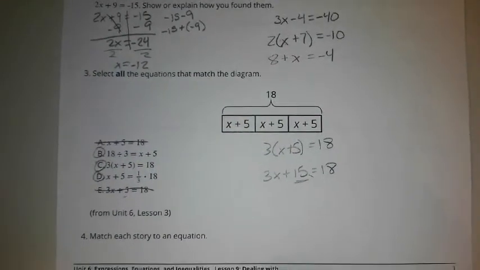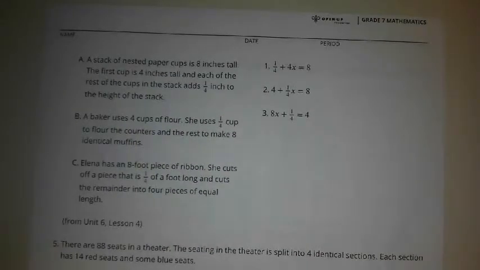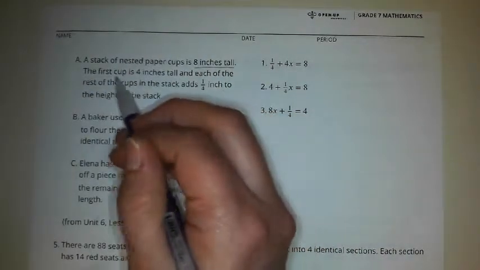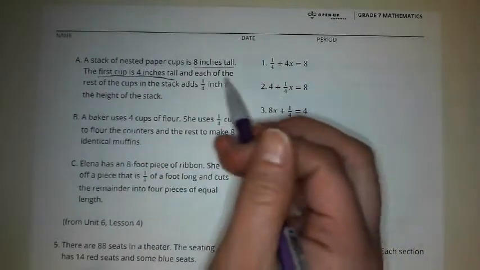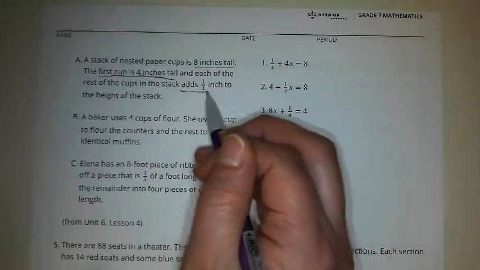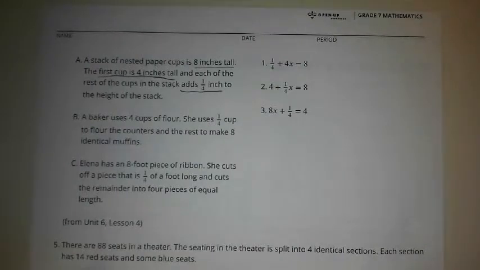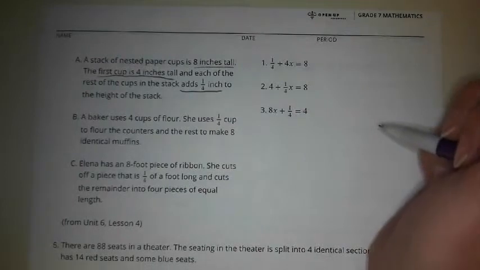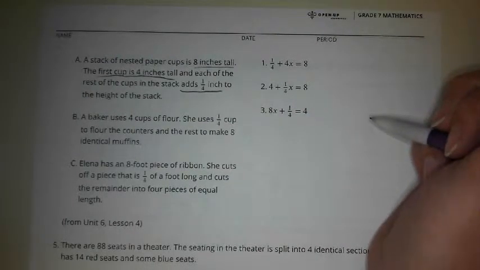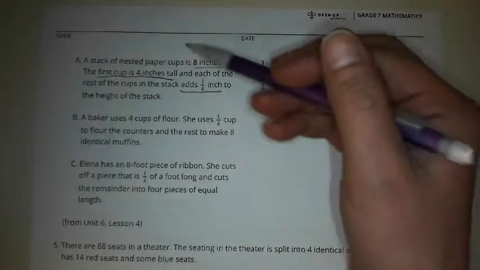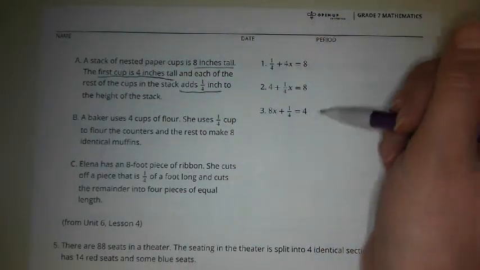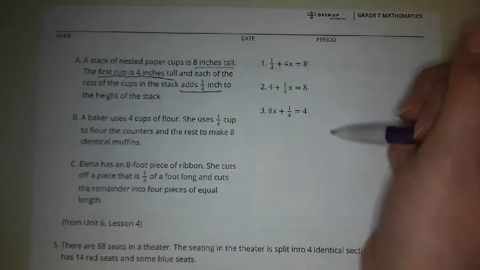Okay, match each story to an equation. So a stack of nested paper cups is 8 inches tall. The first cup is 4 inches tall, and each of the rest of the cups in the stack adds a 1/4 inch to the height of the stack. So it looks like I have a positive 1/4. Each of those has a positive 1/4 with it. 8 inches is my total, so that could be 1 or 2 here.